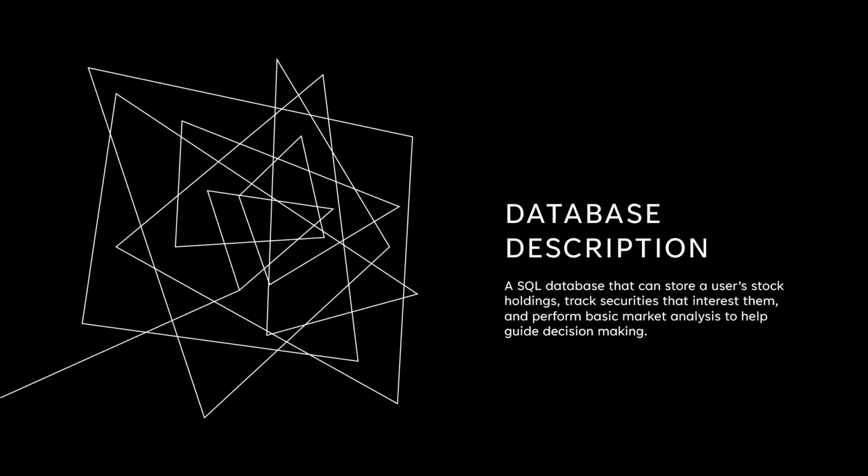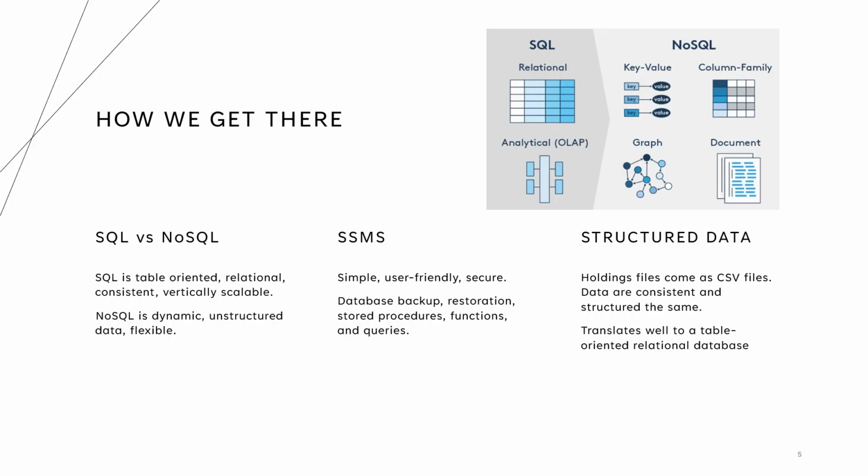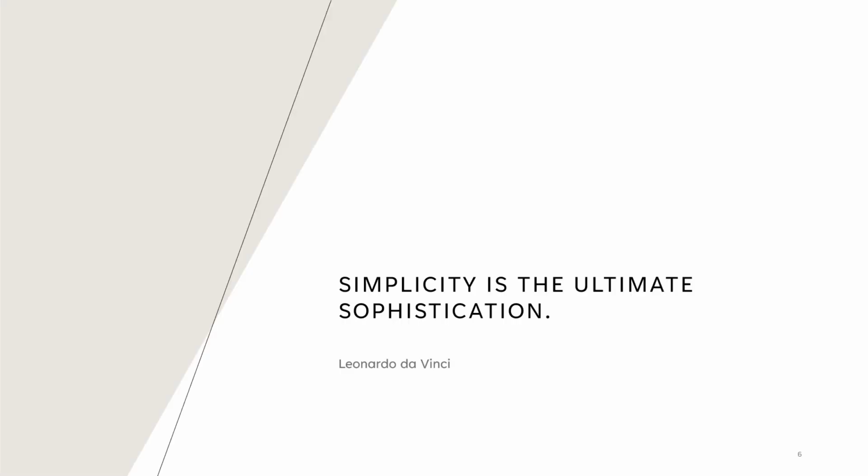So this is a SQL database. It's going to show the user's stock data and also institutional stock data. I went with SQL because the majority of the data that we're going to be working with are heavily structured and consistent. That translates very well to a SQL database versus NoSQL, which thrives on more dynamic and unstructured data.